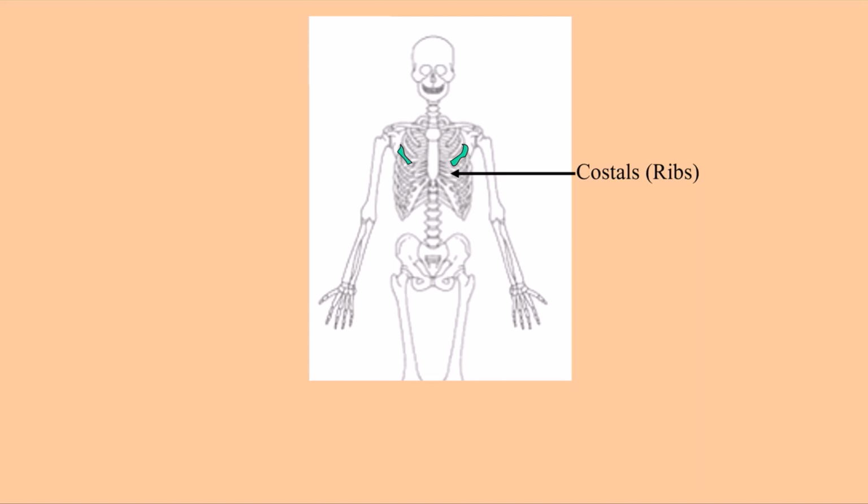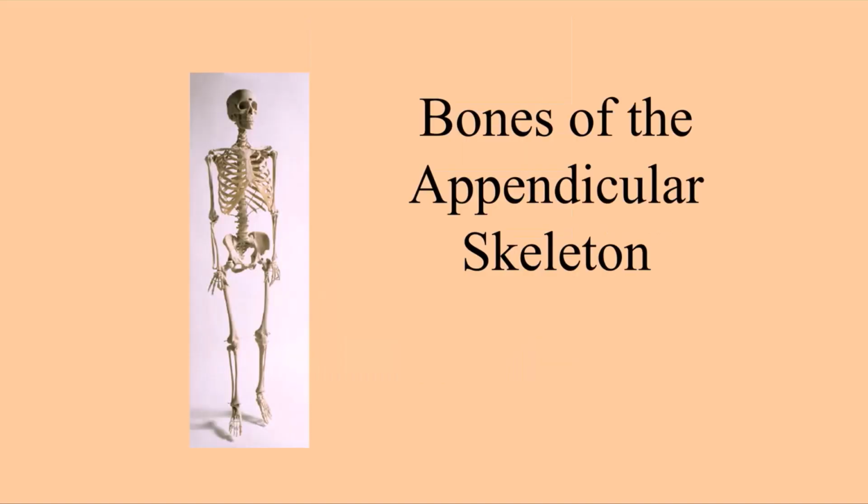Costals or ribs are C-shaped bones attached to the respective thoracic vertebra. They are 12 in number. Sternum is a flat, narrow chest bone, consisting of manubrium, body and xiphoid process. Vertebral column, or backbone, is S-shaped. It consists of 26 vertebrae, in which 7 are cervical, 12 thoracic, 5 lumbar, 1 sacrum and 1 coccyx.